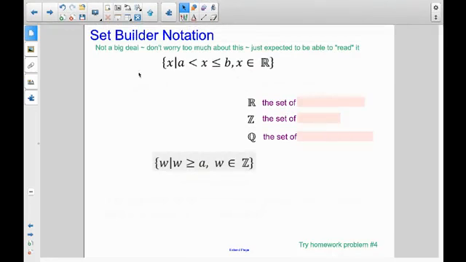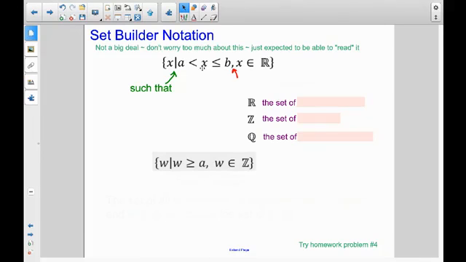So in set builder notation, as I said, don't worry about this. I just want you to be able to read it. You can tell you have a set because you have these curly braces at the sides. And this is obviously a set with X's in it. Now, this symbol here is probably new to you. What it means is "such that". So what this is saying is we have the set of X's such that, then we have this condition here, a comma, and another condition here.